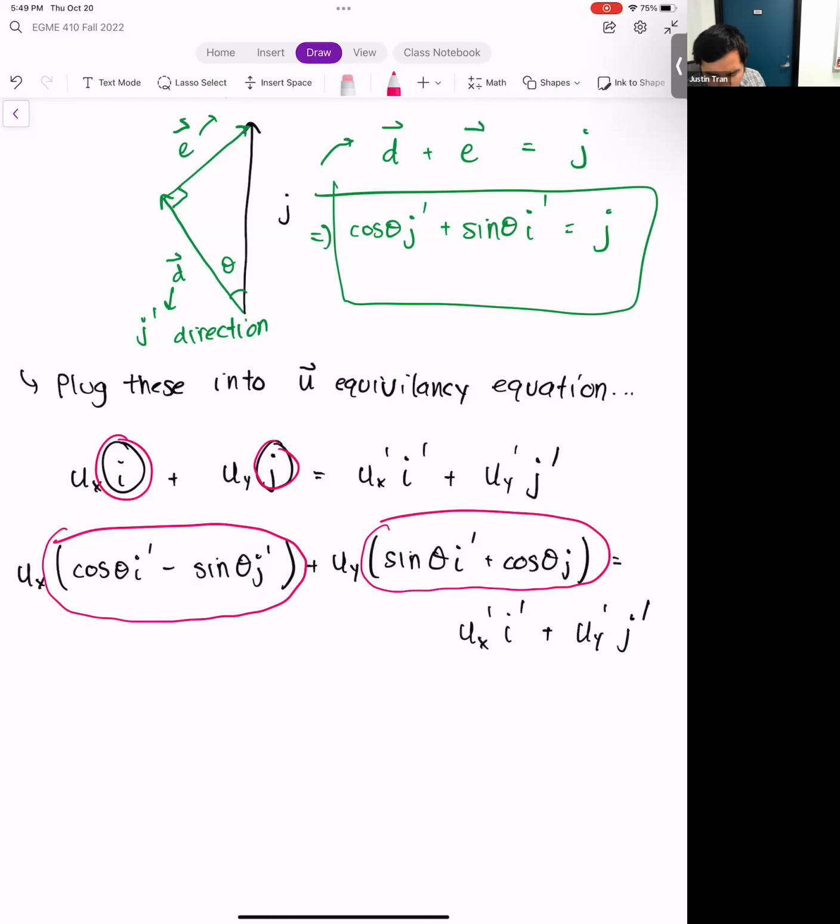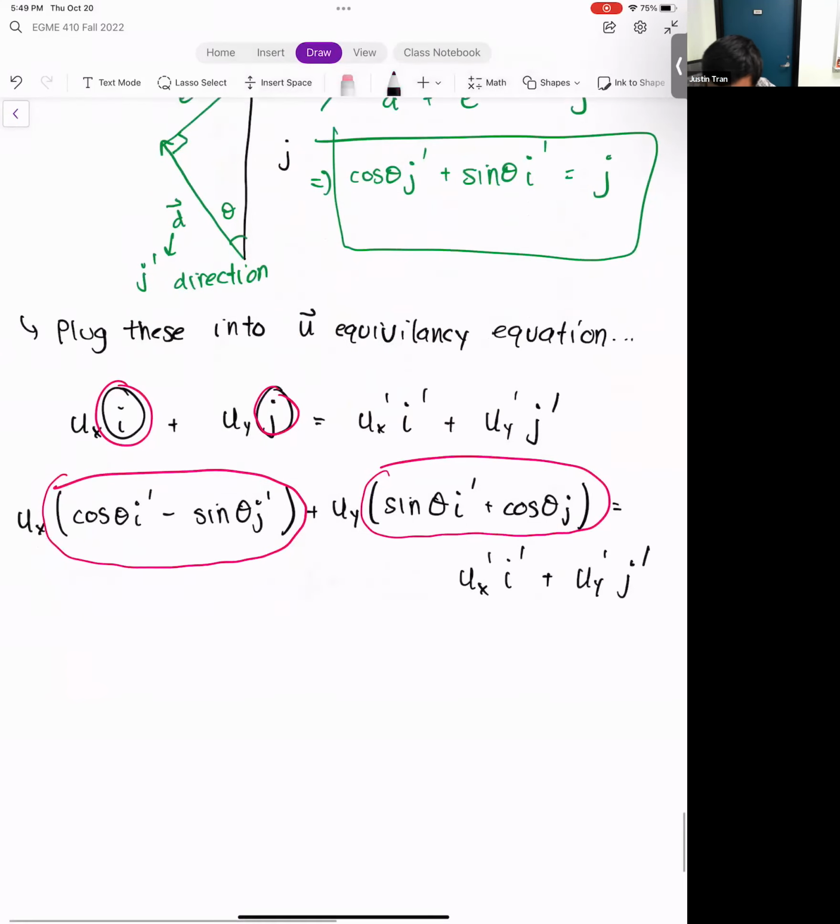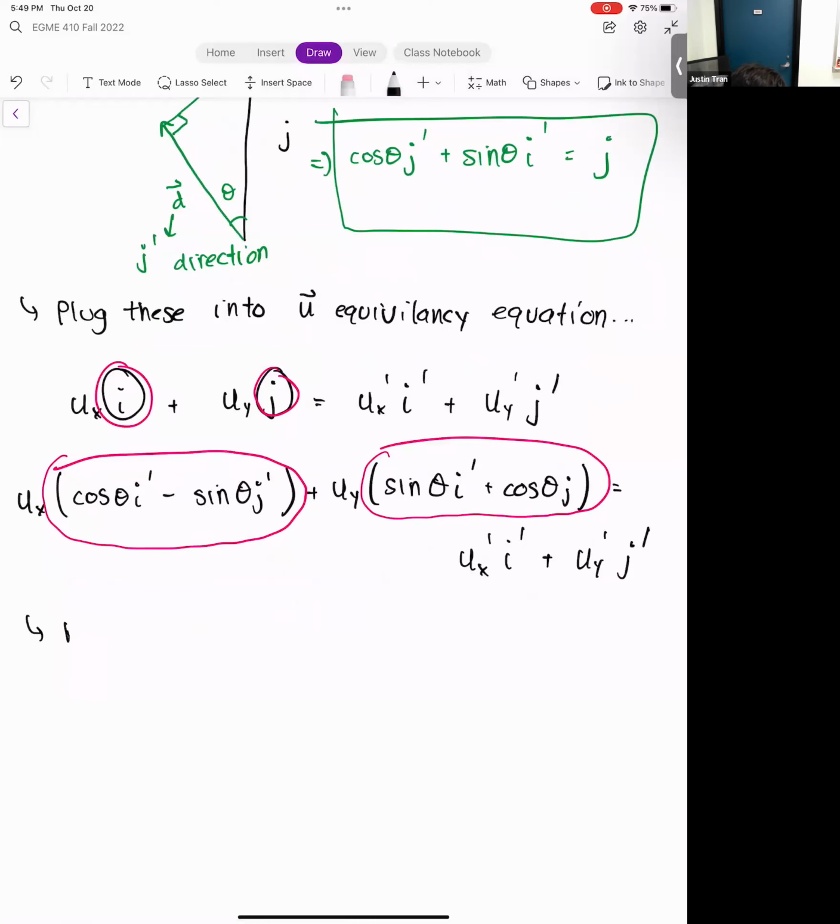Let's do a little bit of rearranging here. I'm going to rearrange the left-hand side.